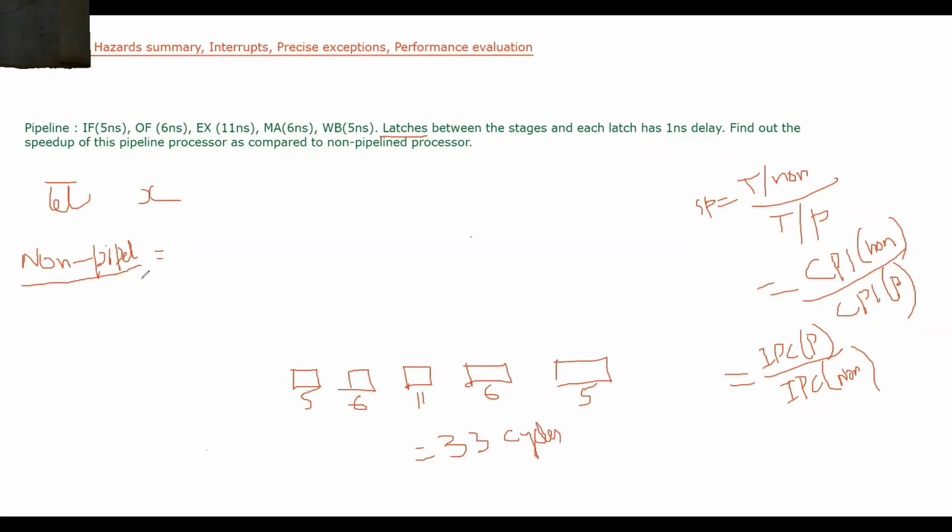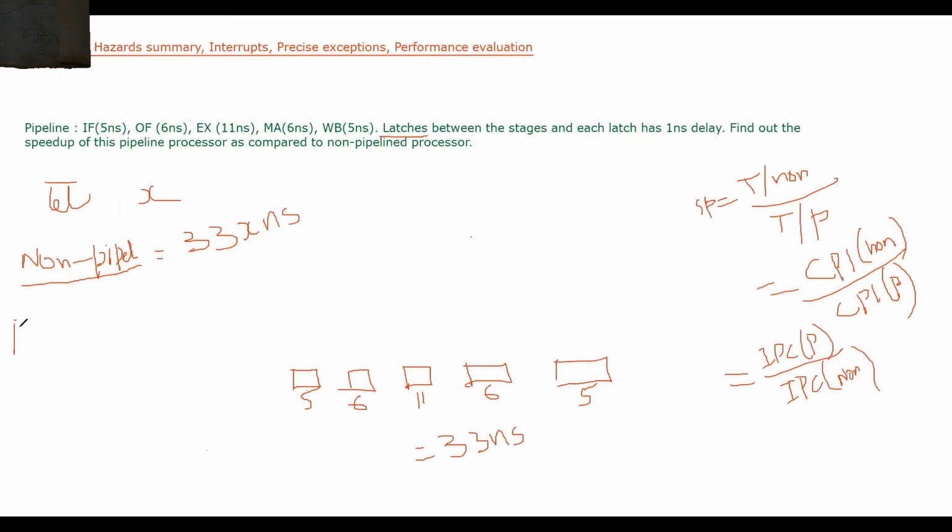So in a non-pipelined processor, every instruction takes how many cycles? 33. So X instructions will take 33 into X, because each instruction is taking 33, and that means not 33 cycles, it is 33 nanoseconds. Sorry, it is time in nanoseconds. So our complete program will be executed in 33X nanoseconds.